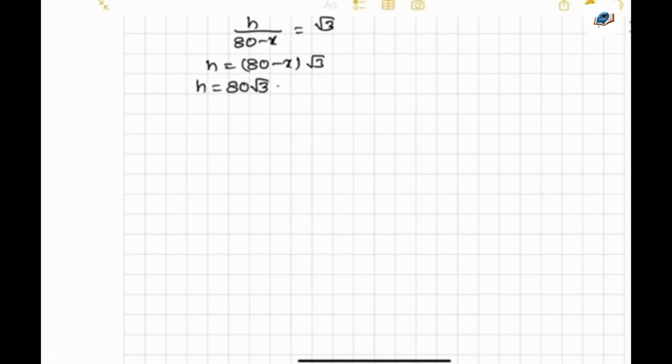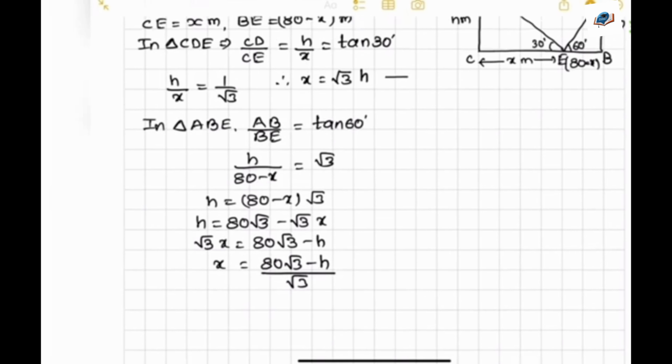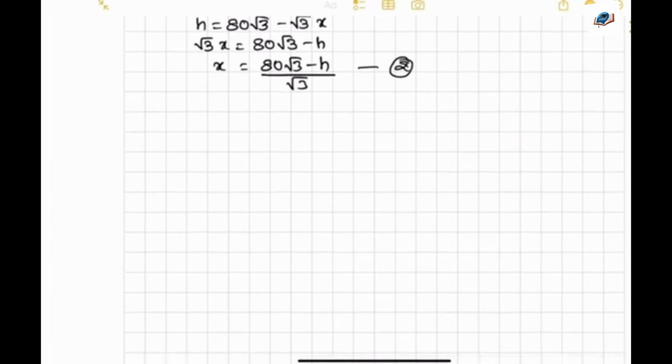So if I solve it, I will get H equal to 80 root 3 minus root 3 X. Here also if I want to solve X, keep X alone. So root 3x equal to 80 root 3 minus H. So X equal to 80 root 3 minus H upon root 3. Now if I give this as first equation, this is second equation, so both are in the x form. So I can say 1 equal to 2.